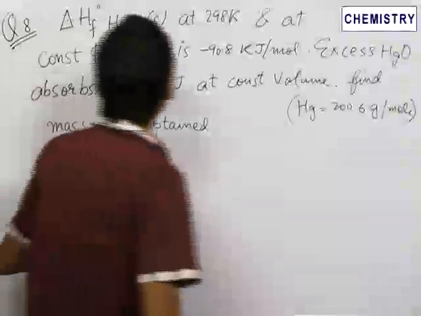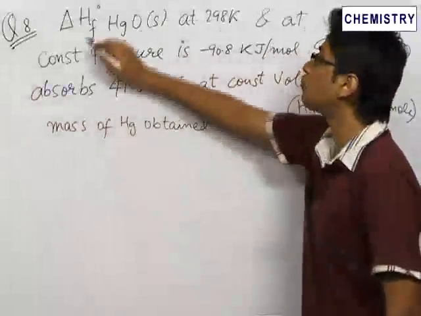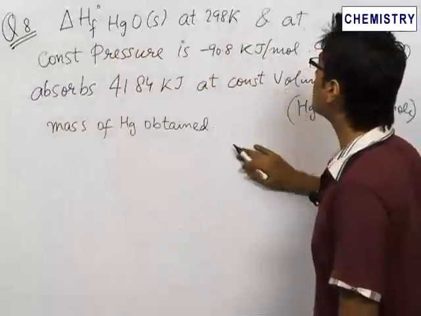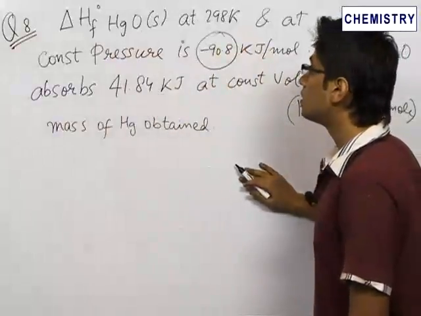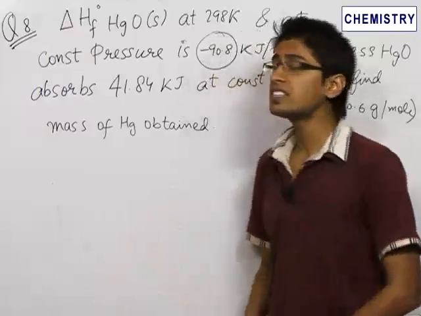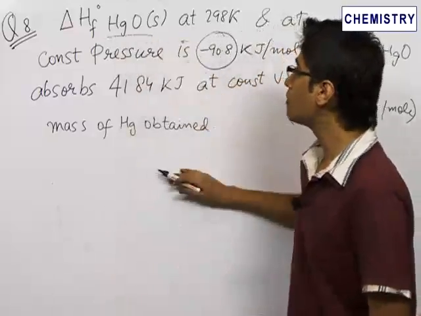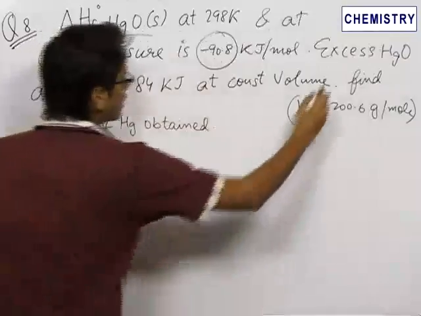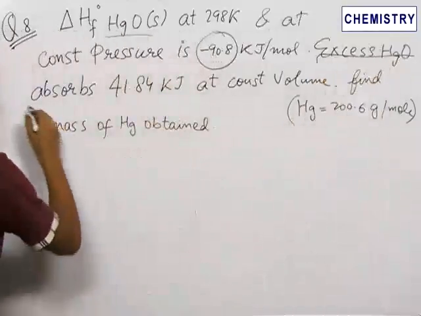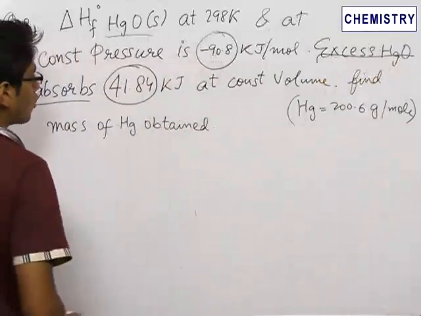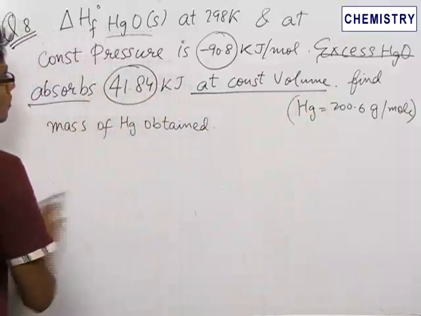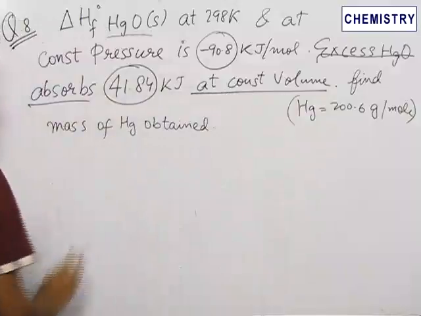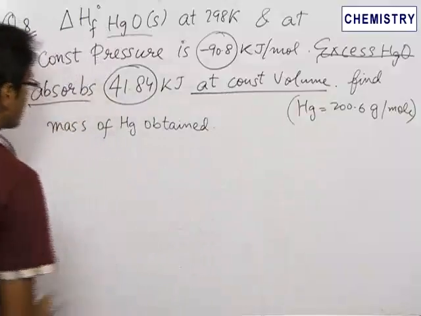In our next problem, we are given the standard heat of formation of HgO at 298 Kelvin and constant pressure is minus 90.8. So what is happening is mercury is combining with oxygen to give HgO, and we are having the excess HgO absorbing 41.84 kilojoules of heat at constant volume to decompose back into liquid mercury. We need to find the mass of mercury obtained during this process.